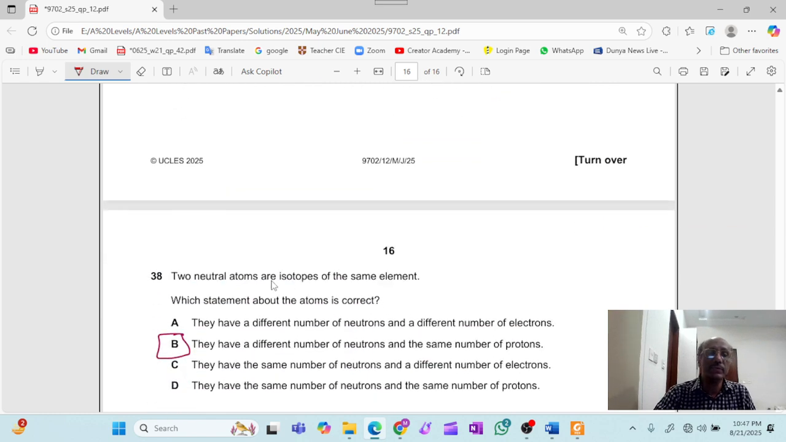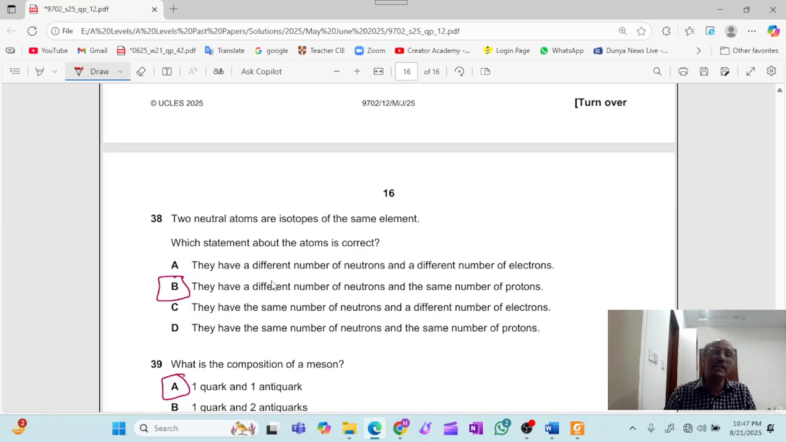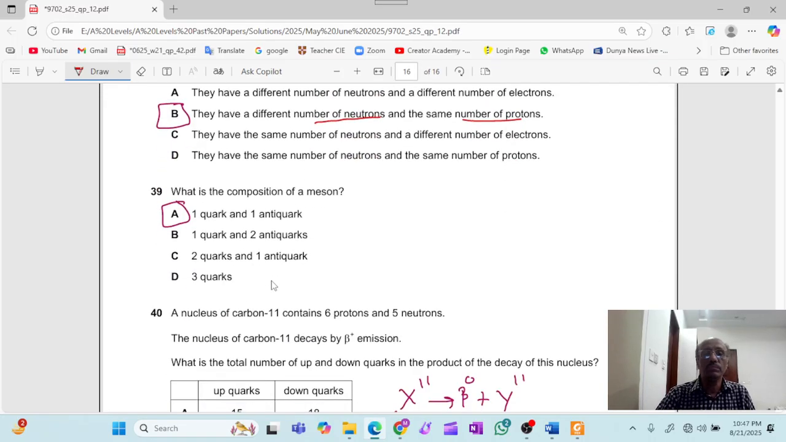Then question number 38, two neutral atoms of the isotopes. Isotopes have a different number of neutrons but the same number of protons. Then what is the composition of a meson? A meson consists of one quark and one anti-quark. So there are leptons and hadrons. Hadrons have two other types, and a meson consists of one quark and one anti-quark.